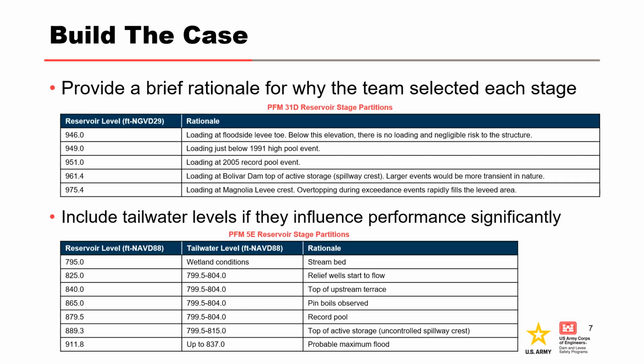As with any node in an event tree, provide the rationale for each loading partition to provide a clear understanding of its significance. The first table is an example of concise rationales for reservoir pool partitioning. If tailwater significantly influences performance, provide its rationale in a similar format as shown in the bottom table.